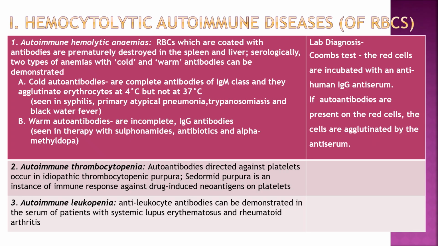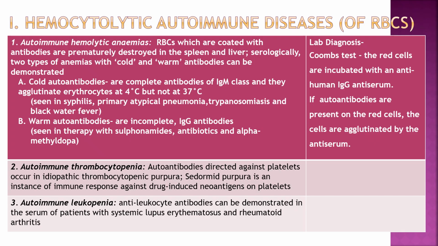Hemocytolytic autoimmune diseases. First is autoimmune hemolytic anemia. RBCs which are coated with antibodies are prematurely destroyed in the spleen and liver. Serologically, there are two types of anemias, with cold and warm antibodies. First, cold autoantibodies are complete antibodies of IgM class and they agglutinate erythrocytes at 4 degrees Celsius but not at 37 degrees Celsius. Seen in syphilis, primary atypical pneumonia, trypanosomiasis, and blackwater fever. Warm autoantibodies are incomplete IgG antibodies seen in therapy with sulfonamides, antibiotics, and alpha methyl dopa.